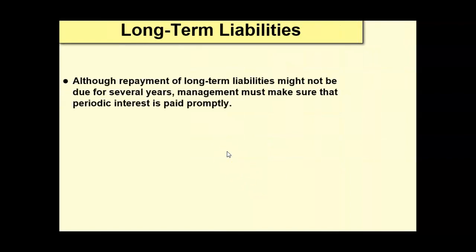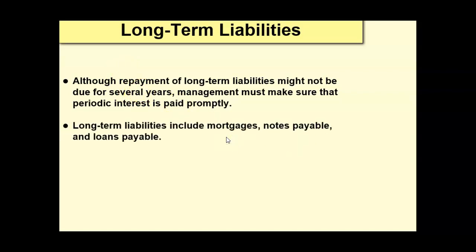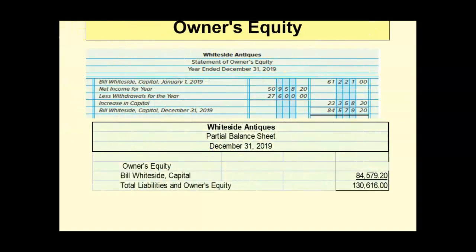Next, we have what's known as long-term liabilities. These are obligations that will become due longer than 1 year from the balance sheet date. Again, if it's a long-term liability, these are obligations that will become due in a time period longer than 1 year from your balance sheet date. Examples are mortgage payable, notes payable, or loans payable, different types of long-term liabilities.